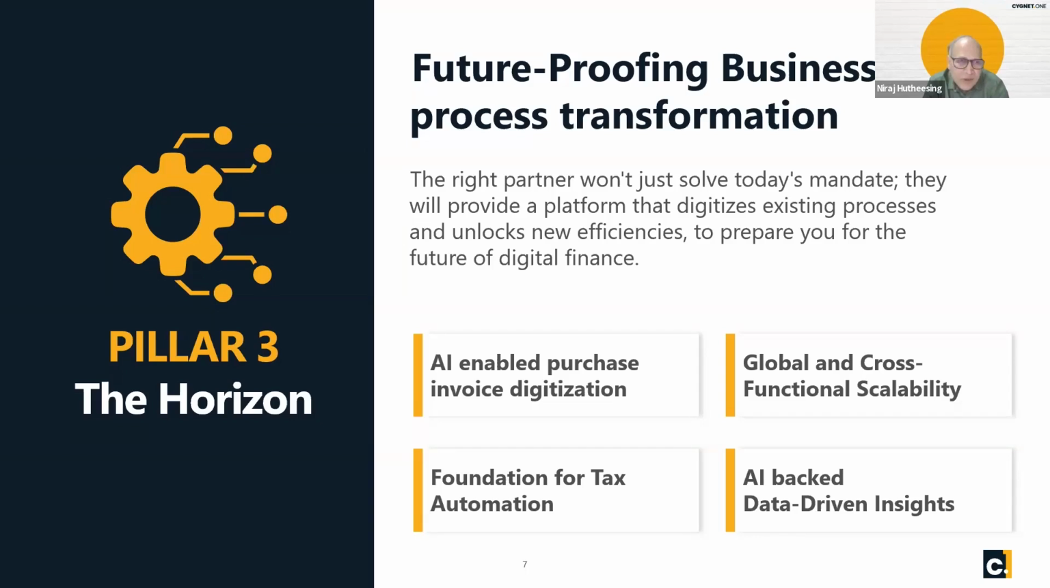Then the global and cross-functional scalability, because I think Oman is already coming in, Qatar is coming in, Bahrain is already coming in, Saudi is coming in. So how do you have the cross reference or cross functional scalability? That is important for you to look at. And the foundation for tax automation, because finally this data is going to go for your tax filing. So how do you do that automation? And what are the AI backed data driven insights that a solution provides? Because that is now critical. Any solution without an AI component does not make sense to me today. So that is also something we should look at.